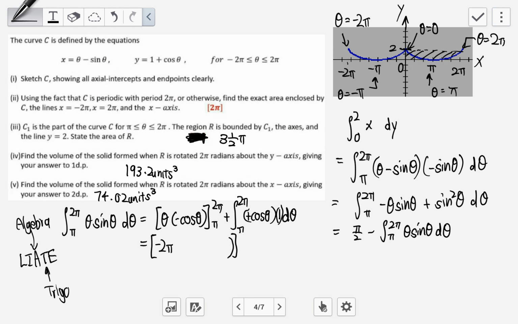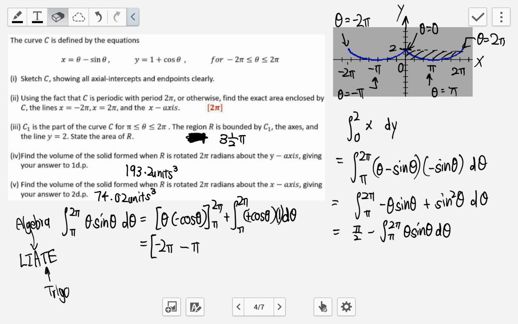There is a bit of confusion, so I want to double check here. So 2 pi substitute inside, I get 2 pi. Cosine 2 pi is indeed 1, so minus 2 pi. Then minus this part is pi. Cosine pi is -1, so -1 times -1 is +1, +1 times pi is +pi. But because this is the second term, we have the minus pi. So I get minus 3 pi for this part.